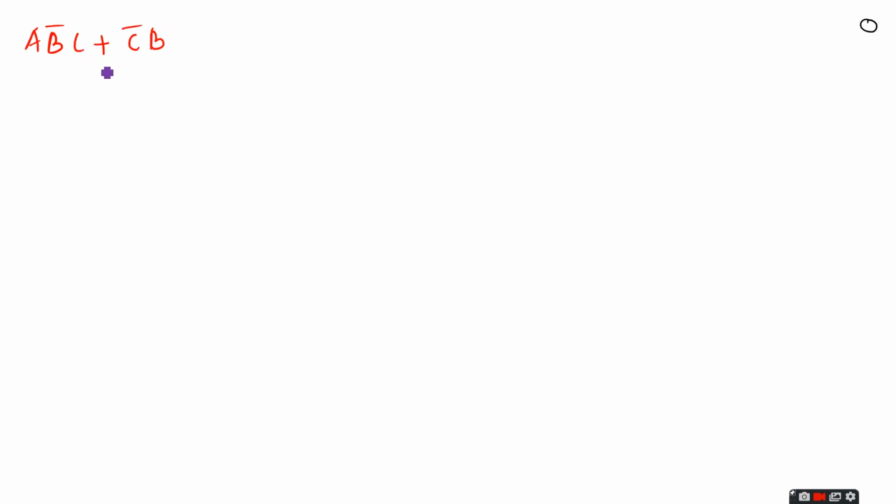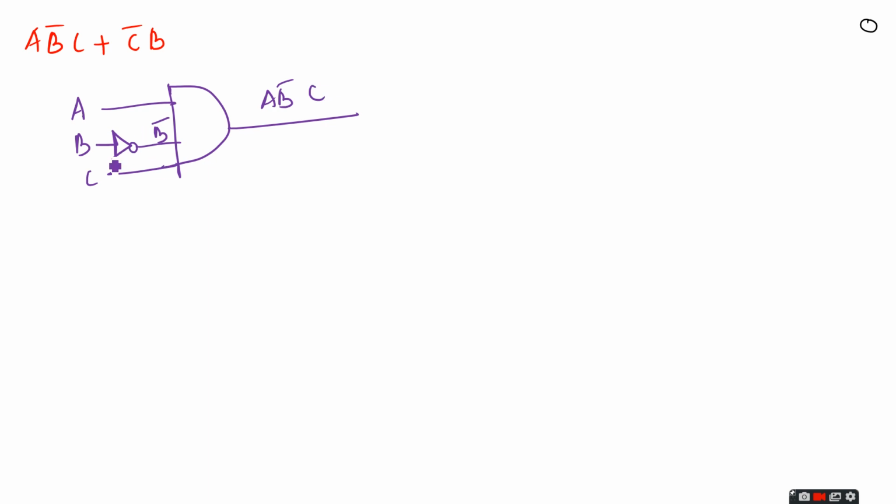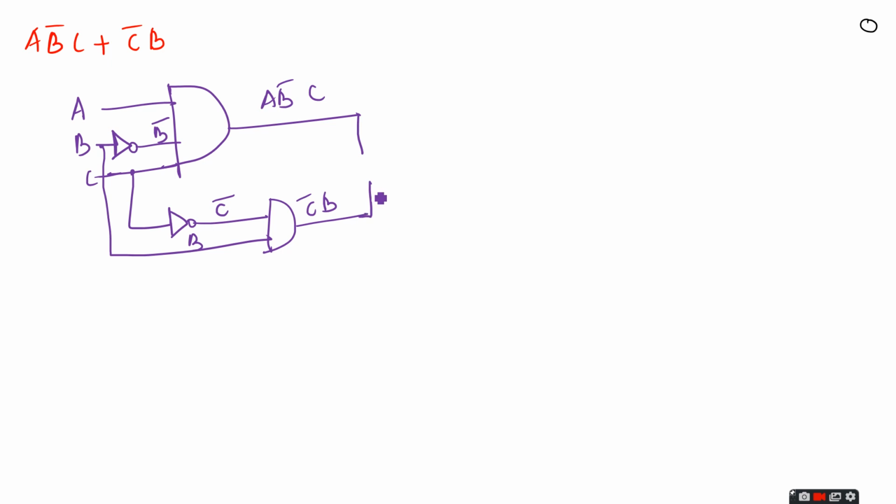Next, AB complement C plus C complement B. So we'll take A, then B, pass through NOT gate, we'll get B complement, then C. Pass it through AND gate, then AB complement C. Then we'll take C, pass it through NOT gate, we'll get C complement, then B. Again, we will pass these through AND gate, we will get C complement B. Next, we will pass both these through OR gate, we will get AB complement C plus C complement B.